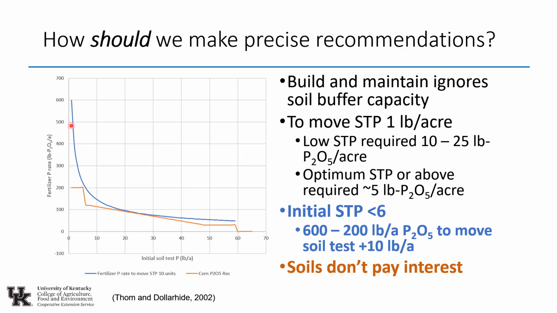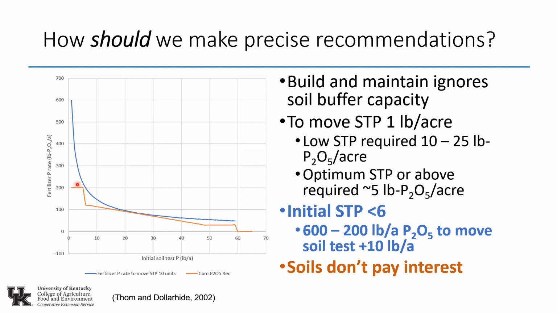Well, in this figure, the blue line indicates the amount of fertilizer in pounds of P2O5 per acre required to move soil test 10 units. Soil test phosphorus we're talking about here. So 10 pounds per acre of soil test phosphorus change. And so the University of Kentucky at 5 pounds per acre of soil test phosphorus will recommend 200 pounds per acre of P2O5 on a corn crop.